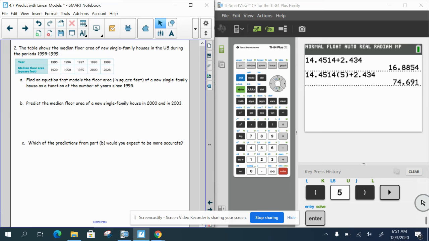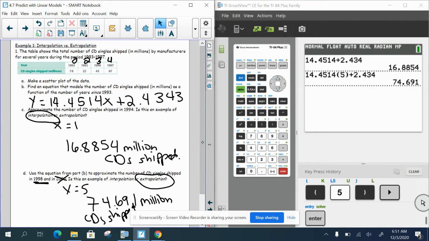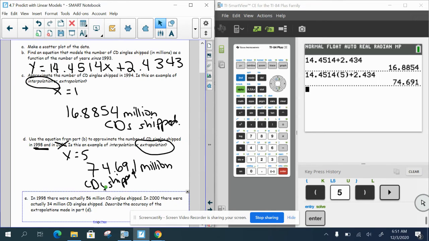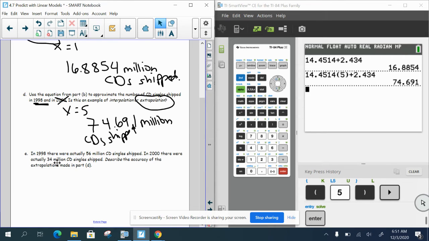Alrighty, let's go on to our, well, actually, was there another example here? I think I did have another question at the bottom. In 1998, there were actually 56 million CDs shipped. In 2000, there were actually 34 million CDs shipped. In 2000, you can do the work if you want. That would be x is equal to 7. You would have gotten 103.5941. So we were pretty off, right? So 103 compared to just 35 million CDs.